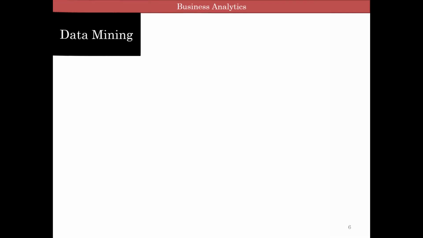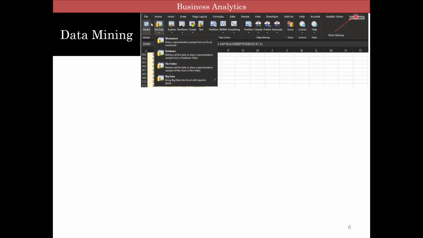So the Excel spreadsheet, this is the data mining tool, and you'll see all these options. The first two steps are fetching the data, where you can fetch it from a worksheet, from a database, from a file, or from big data like Apache Spark, which actually goes and fetches from a data warehouse and you bring it in. So you have options here.